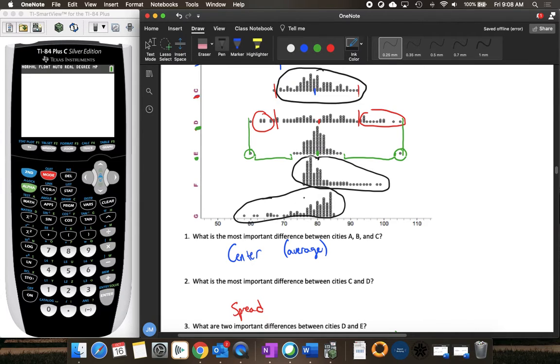Which really, when you're looking at those 3 different graphs, the centers, once again, are about the same. They're all kind of centered right around 80. In fact, their spreads are also the same. Notice that the distance from here to here is the same as the distance from here to here, and that's the same as the distance from here to here.